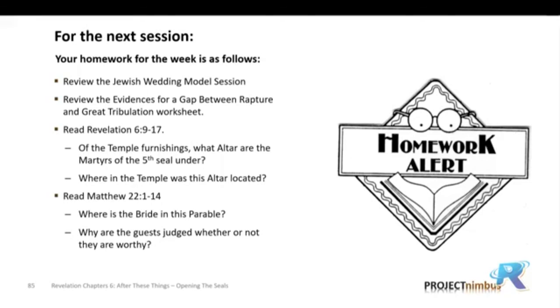Of the temple furnishings, what altar are the martyrs of the fifth seal under? That's your assignment. Answer that question. Where in the temple was the altar located? In the outer courts, in the holy place, or in the holy of holies? Answer that question. And then read Matthew 22, verses 1 through 14, and answer this.